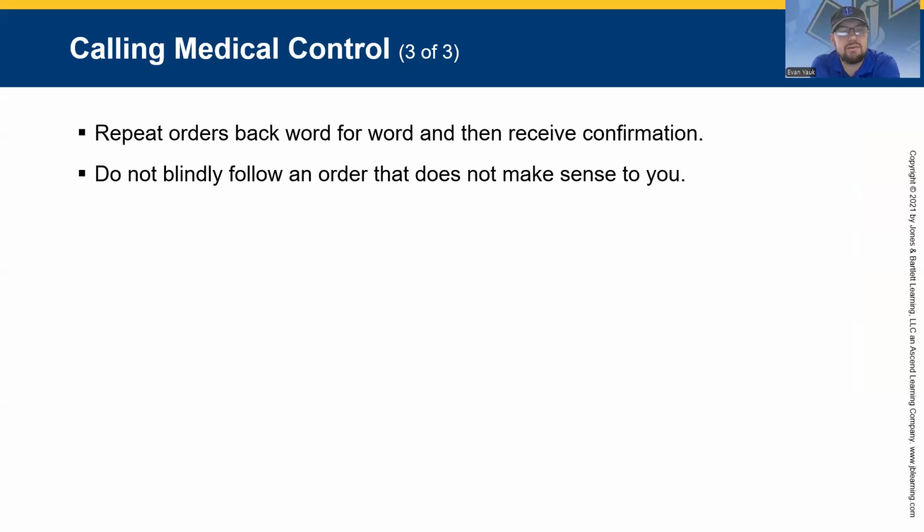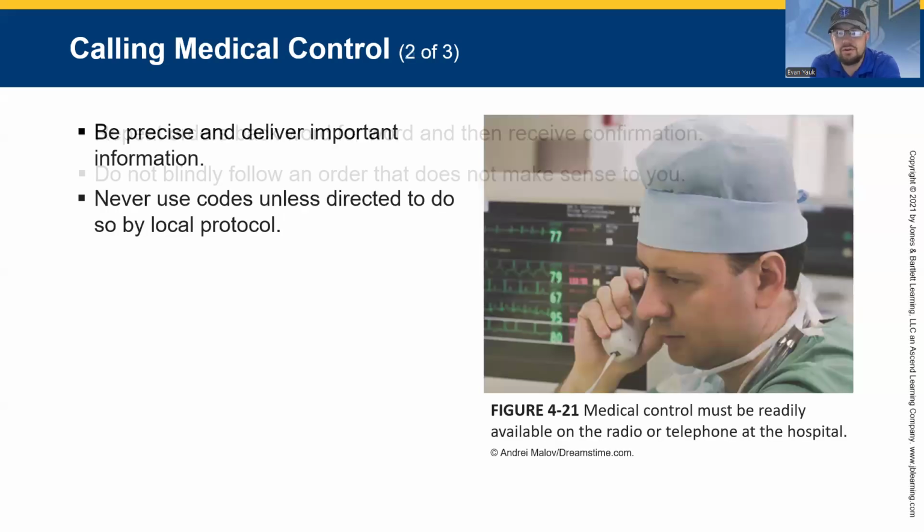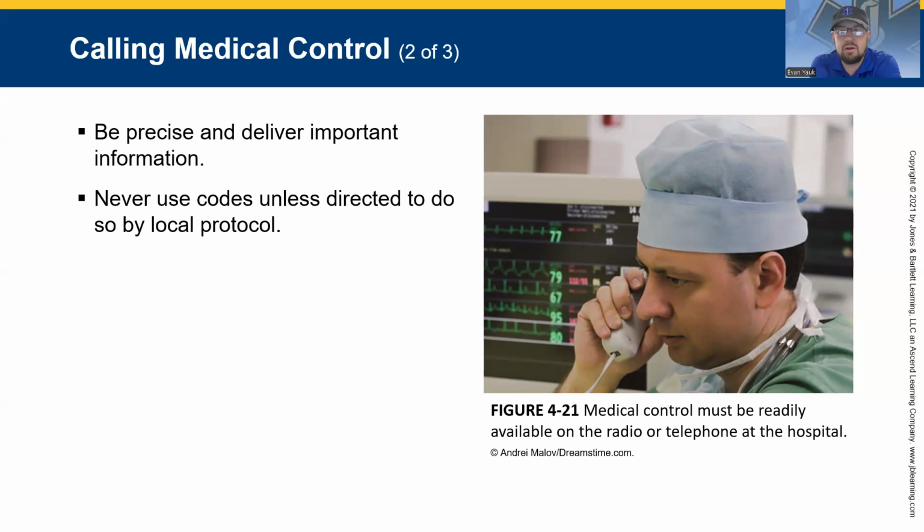Do not blindly follow an order that does not make sense to you. If you don't agree with it, say something. If it doesn't make sense, say something. They might have misheard you. That's why we do closed loop feedback. Doctor tells me go ahead and administer a second nitro. And I say, do you want me to give a second nitro? That is affirmative. Okay. Or if I report to the doctor that blood pressure is 90 over 60, you don't give nitro if blood pressure is below 100. And he says, go ahead and give second nitro. I'm going to question him.